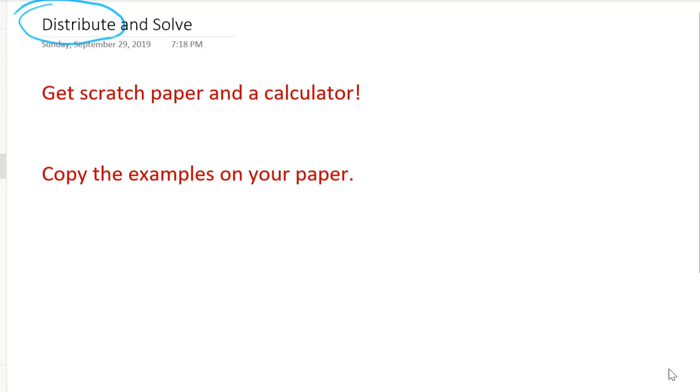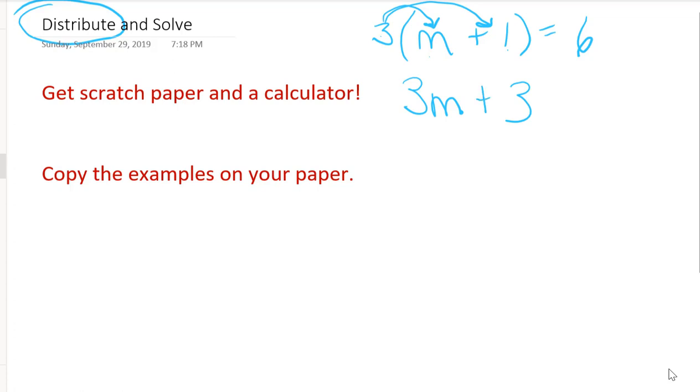And when you distribute, a distribution is like when you have 3 times m plus 1, let's just say, equals 6. When you do distribution, that means you're going to multiply twice because there's two terms inside the parenthesis. So you take 3 times m, it's 3m. 3 times 1 is 3, and it would be plus, because everything was positive, equals 6. And then we solve. So distributing means multiplying.